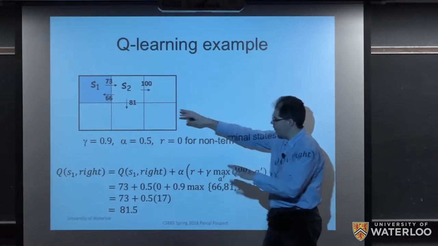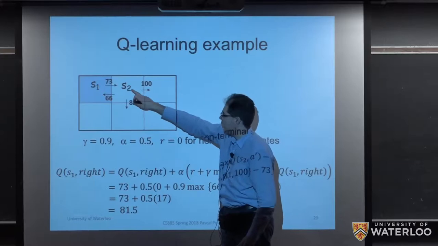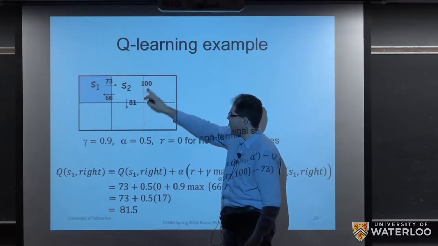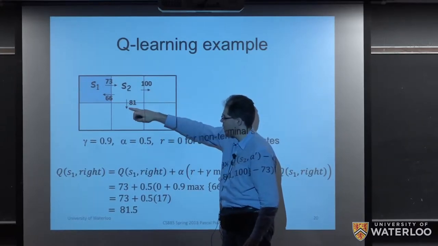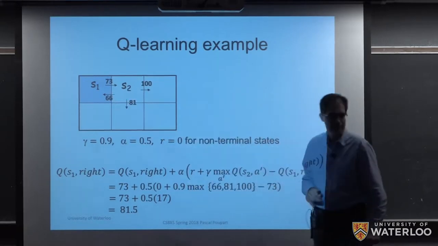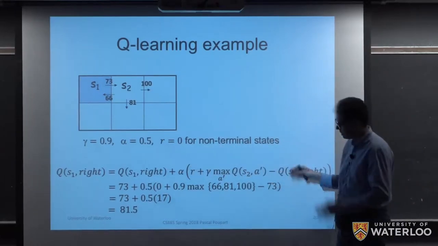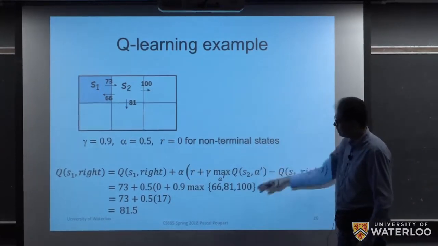Just for the sake of showing a few more values, I've got the Q values here for S2. For the action right, this would be 100. For the action going down it is 81, and for the action going left it is 66. Okay? So now we take the equation that we saw before, and we simply plug in the numbers that we have here.